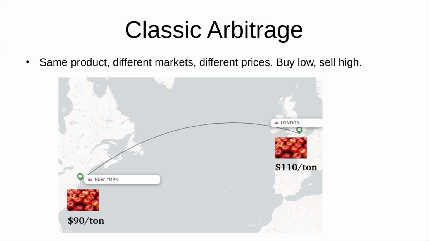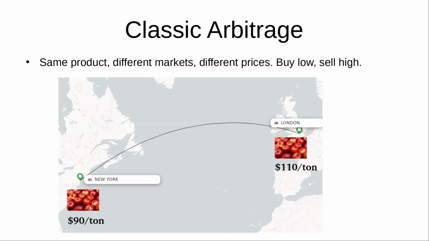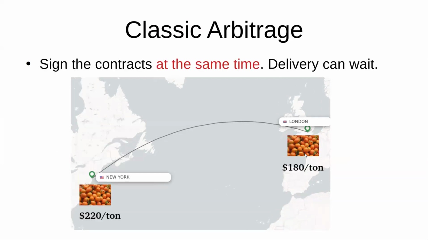But the thing is, classic arbitrage just means having different prices for the same product on probably different markets, because it's unlikely you'll have different prices for the same product in the same market. And it can be the other way around. Now I've pictured apples, and you can have oranges the other way around. So oranges are cheap in London and expensive in New York, in which case you buy them from London and sell them to New York.